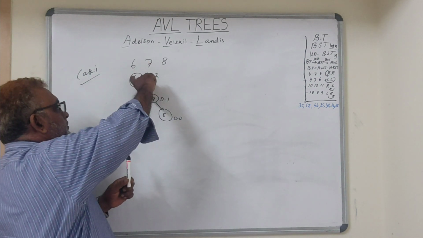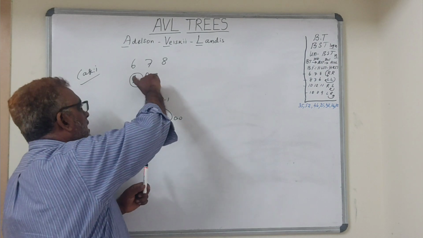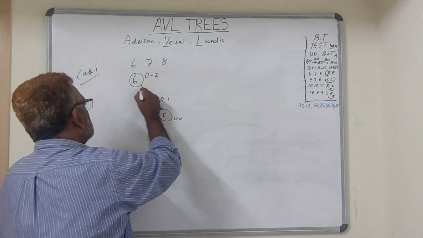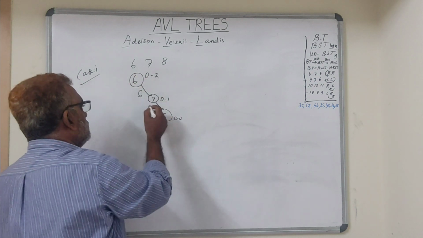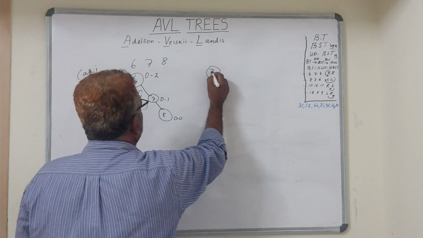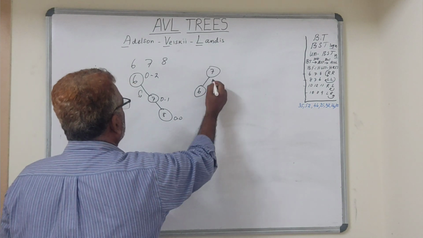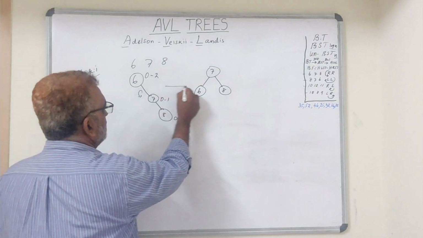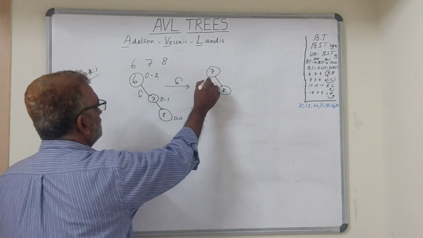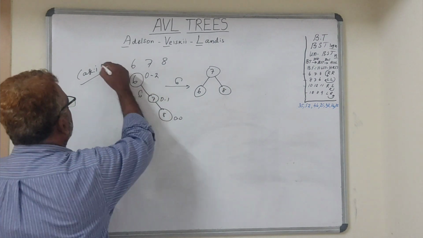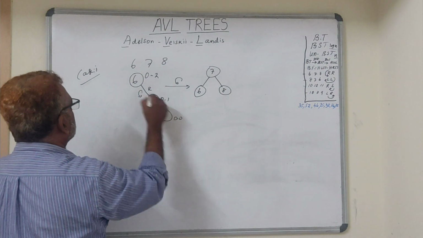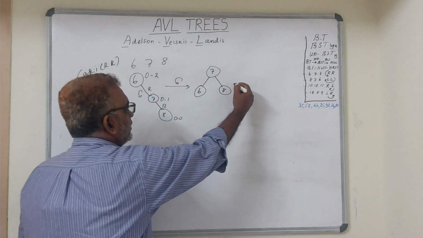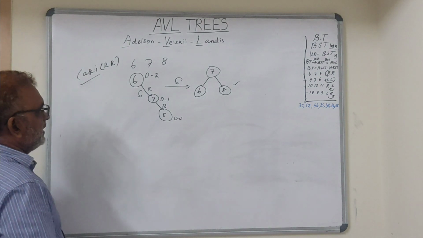So you keep your finger like this and perform the rotation anti-clockwise. This is the direction of rotation. As a result, 7 will be here, 6 will go here, and 8 will come here. We performed the rotation of this type, since both are right, and we got a balanced binary search tree.